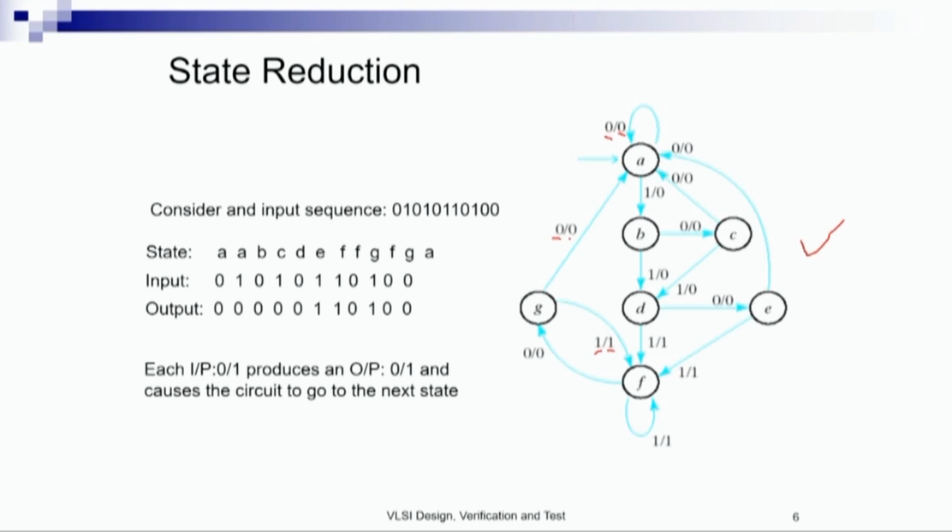On this FSM, we will now take a sample sequence and see what is the input-output sequence and what are the next states. So the initial state is A. When we get the input 0, we produce the output 0 and go to the next state A. If the current state is A and the input is 1, we produce the output 0 and go to the next state B.